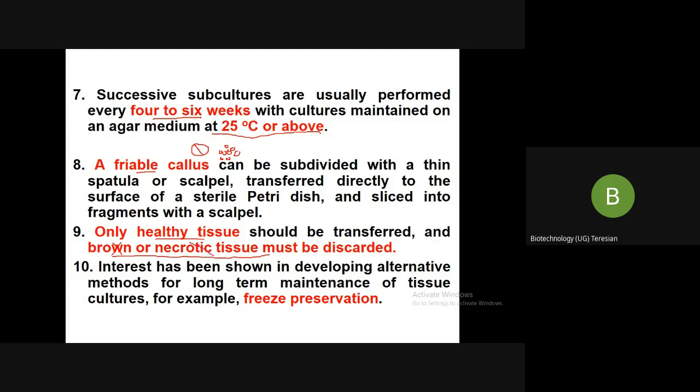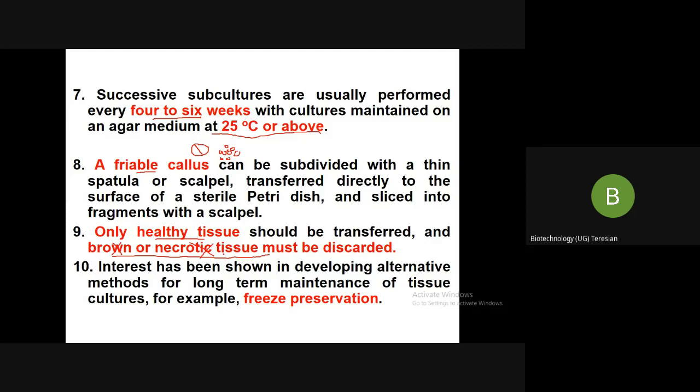Whenever it is a necrotic tissue, remember the dieback example we spoke about in problems in tissue culture. Necrotic tissue means they have lost their ability to grow. They are dying. Such type of necrotic tissue also must be discarded.